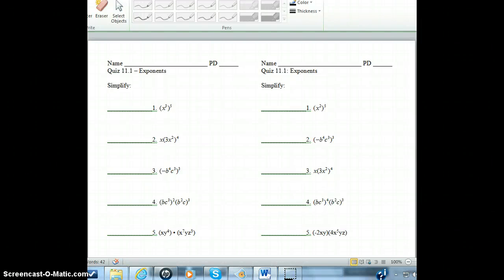Hello, I'd like to introduce a short explanation of how to multiply exponents.